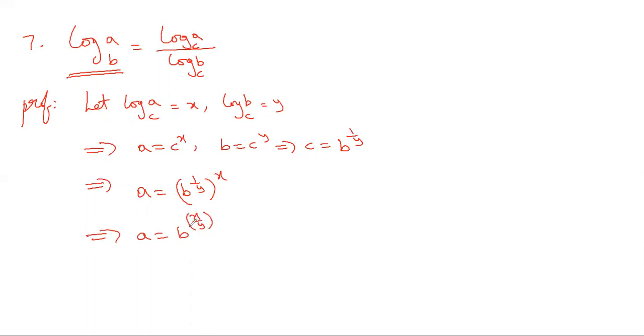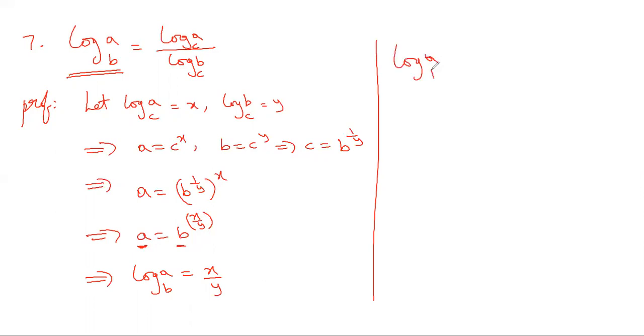Again, with the previous logic, we treat this as the base and this as the power. Converting into logarithm notation, the base should be written first, and away from the base will be along with the base, and along with the base will be away from the base. And if you replace x and y, you get log a base b equal to x, which is log a base c, by y, which is log b base c.